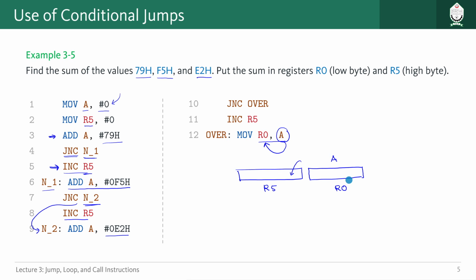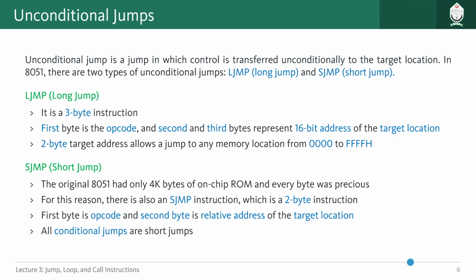So in this way, using this conditional jump called jump if not carry, JNC, we can add multiple numbers, store the lower bytes on R0 or any kind of 8-bit register, and store the higher bytes on another register. So in total we can have a 16-bit result. Okay, so far we have talked about conditional jumps.